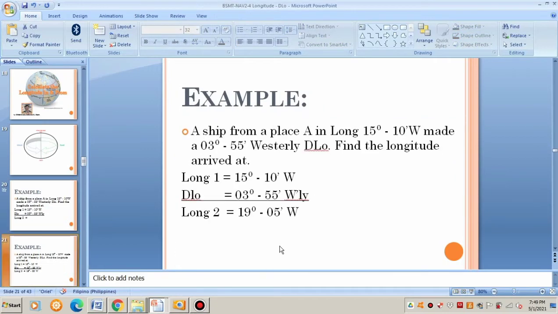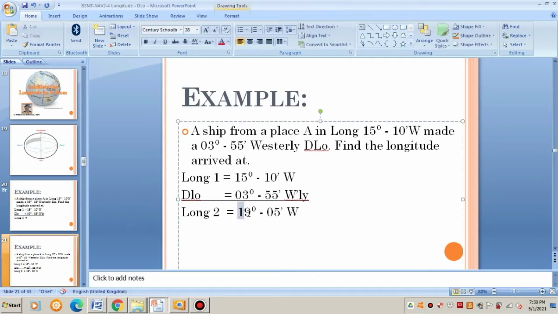So therefore we have 19 degrees, then since we have 10 minutes and 55 minutes, adding these two would become 65, and we should subtract 60 from 65 in order for us to obtain 1 degree, which we add to the 15 plus 3, which is 18. The 60 minutes or the 1 degree is added to the value, which is equal to 19 degrees, right?